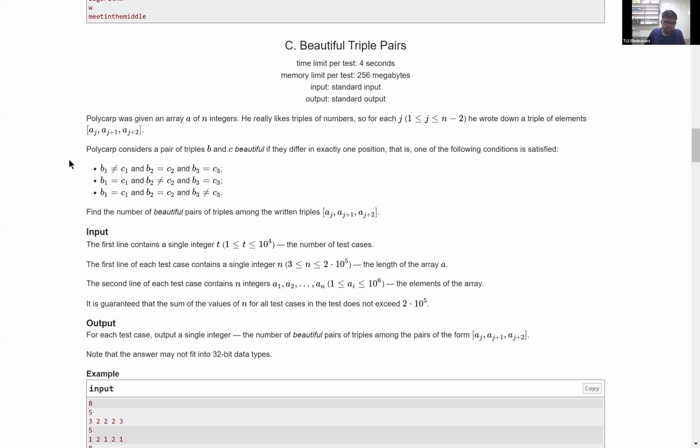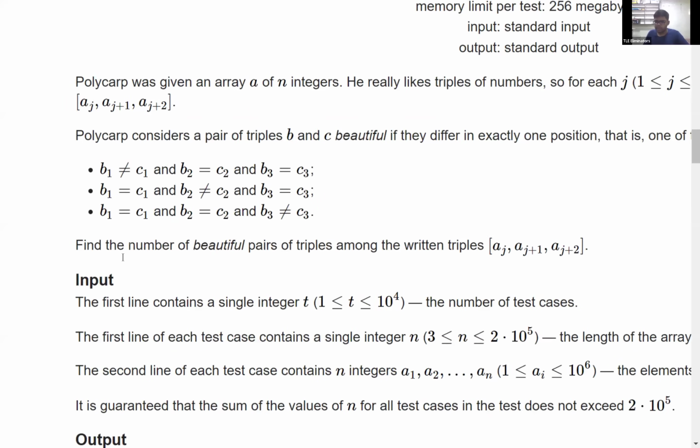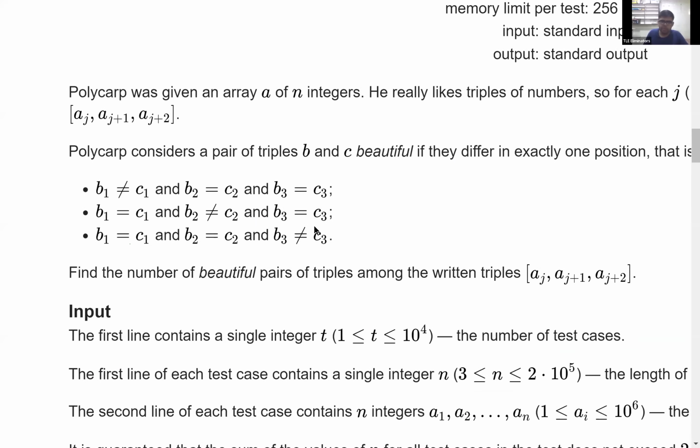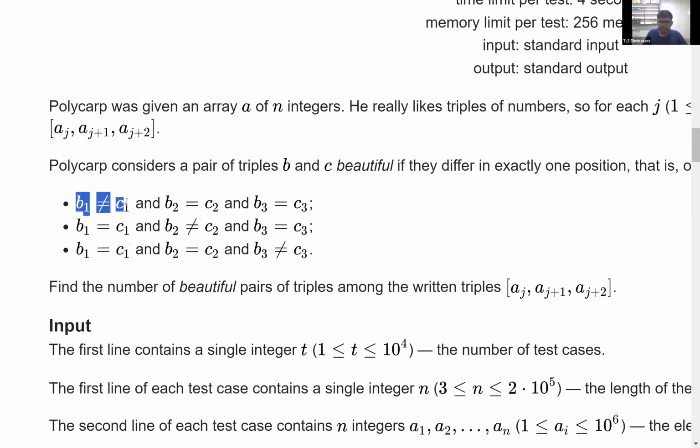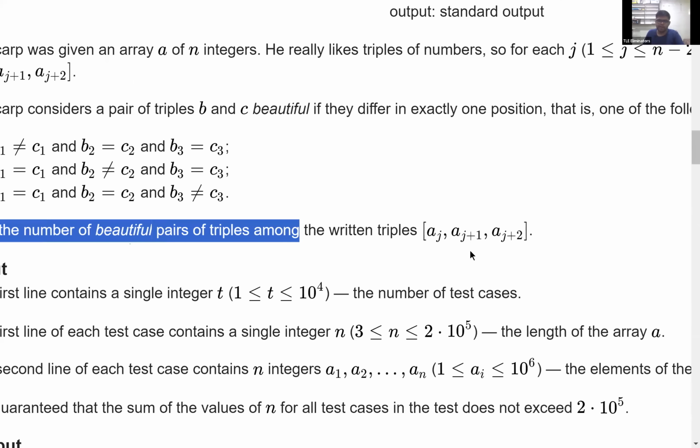that if they differ in exactly one position. If you have a triplet b1 b2 b3 and a triplet c1 c2 c3, it will be beautiful if either b1 is not equal to c1 and at the other two positions the elements are same, or if b2 is not equal to c2 and at the other positions elements are same, or the same thing for b3. And we have to find out the number of beautiful pairs of triplets among the written triplets.